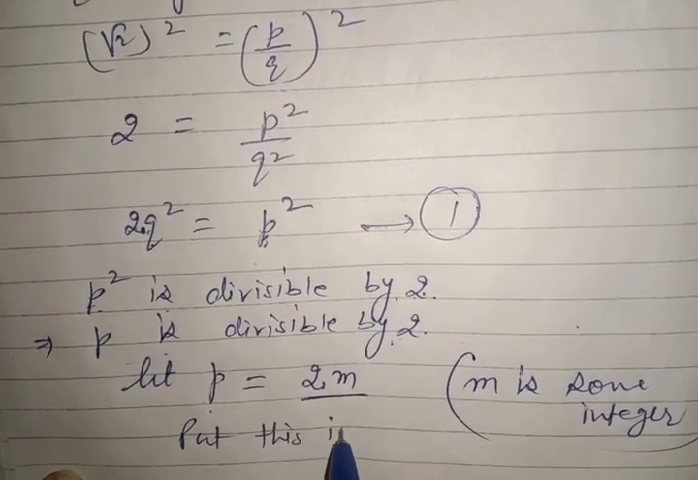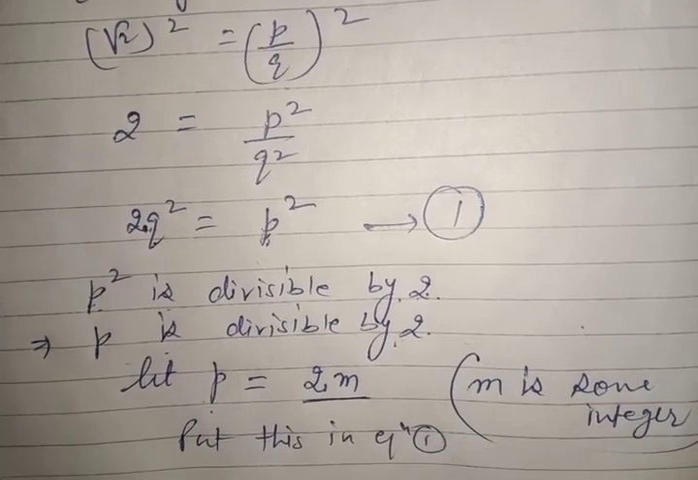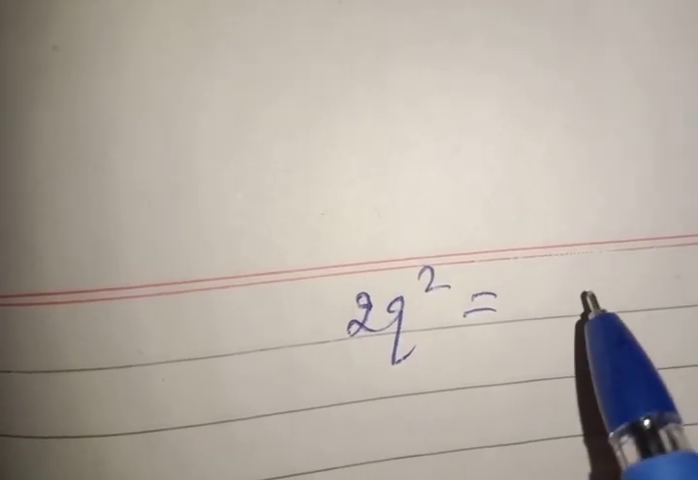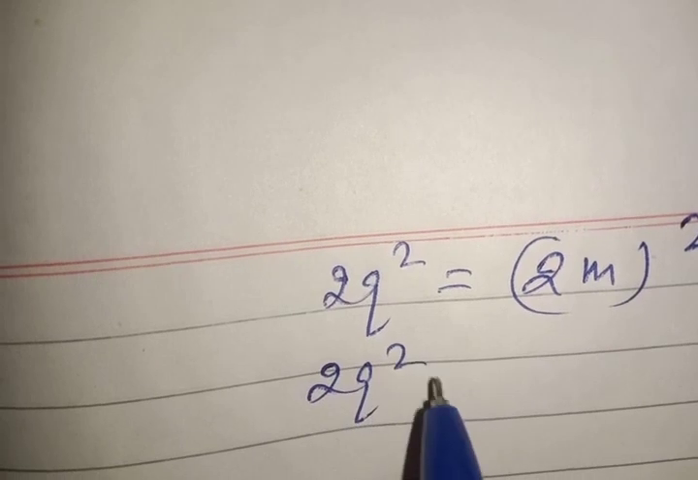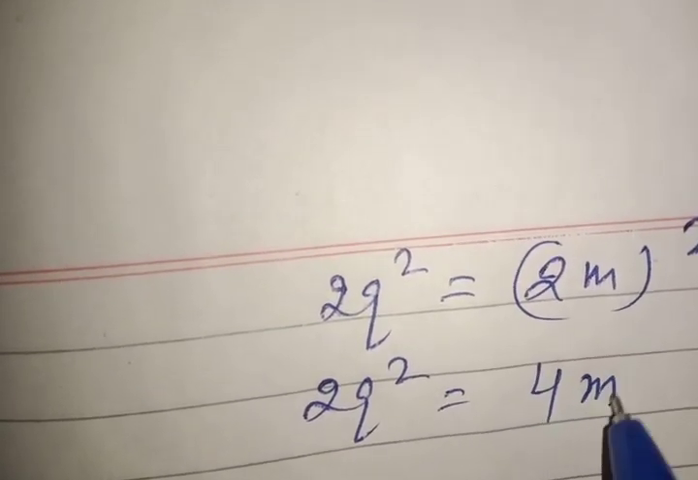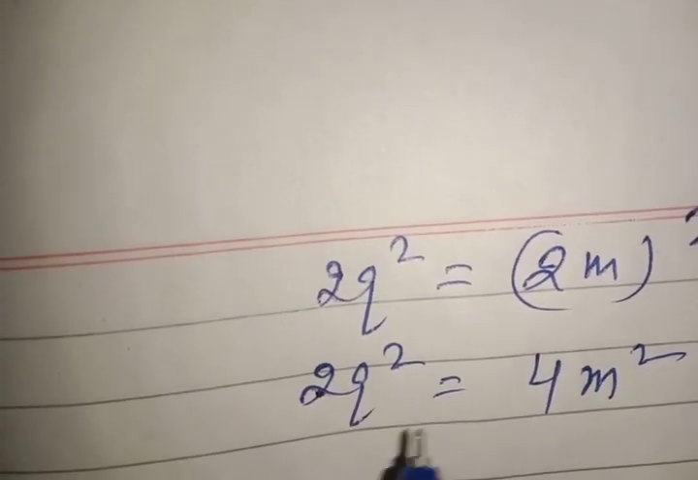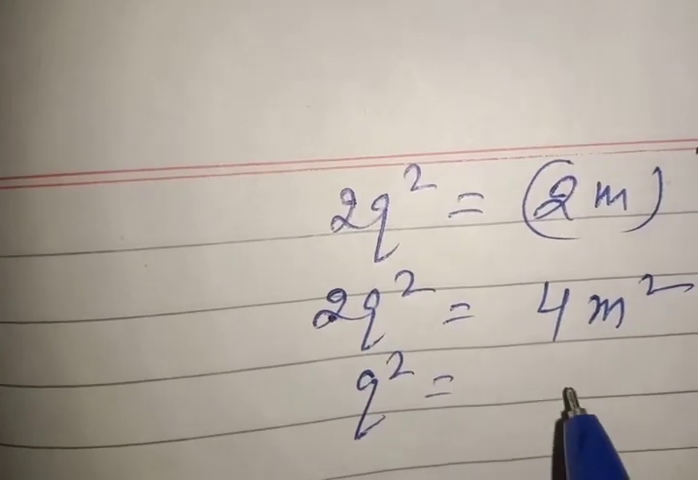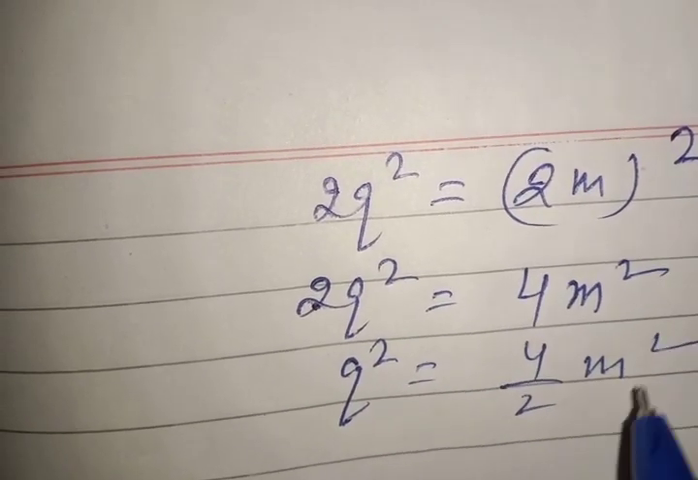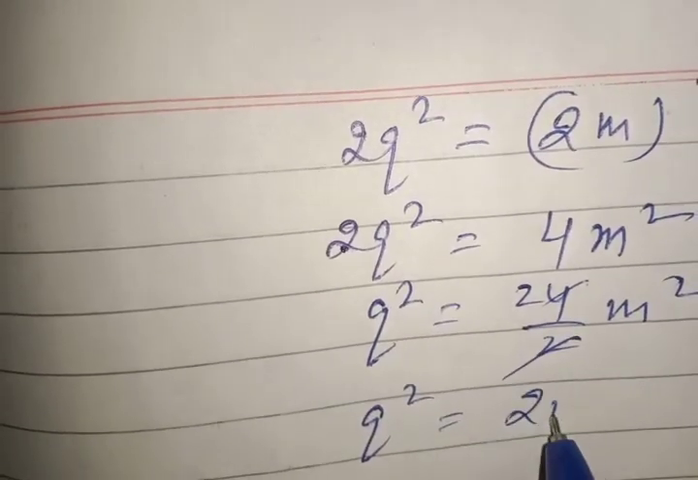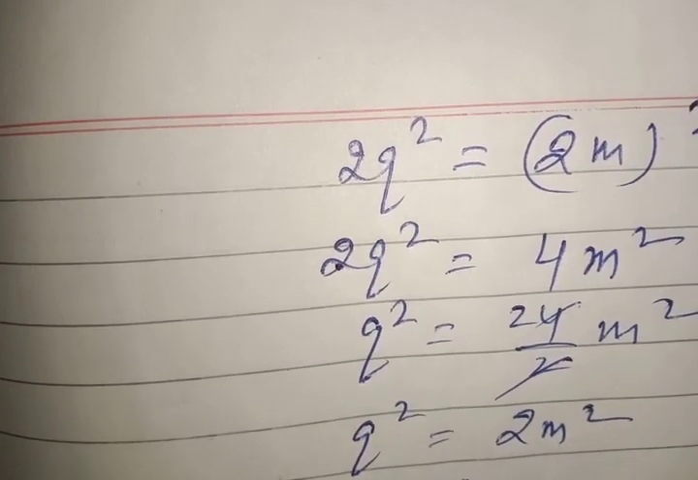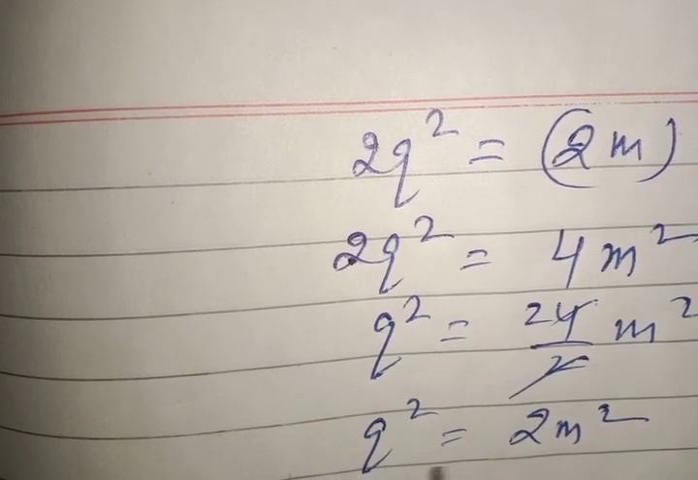Now after putting this in equation 1, we'll get 2Q squared is equal to, in place of P, what will I write? 2m squared. So this is 2Q squared is equal to 4m squared. Now divide this equation by 2. I will get Q squared is equal to 2m squared.